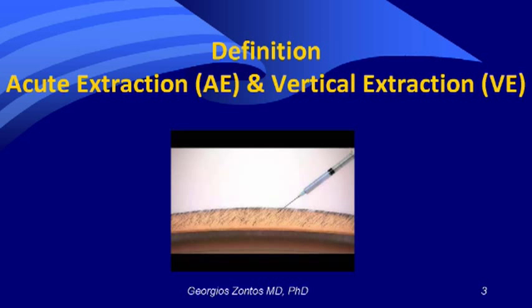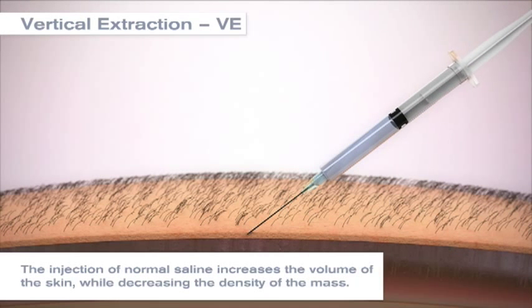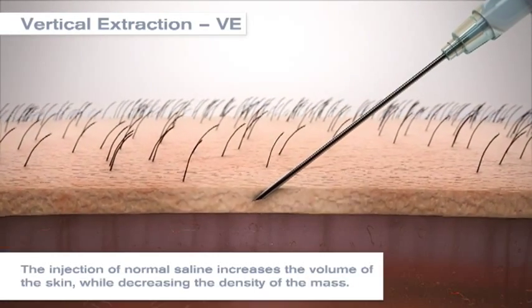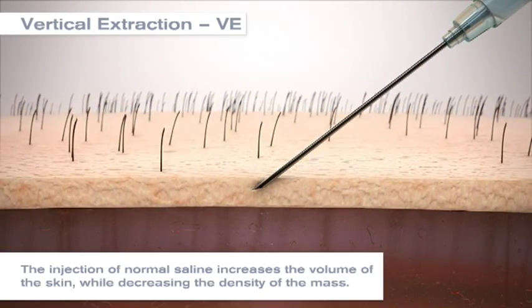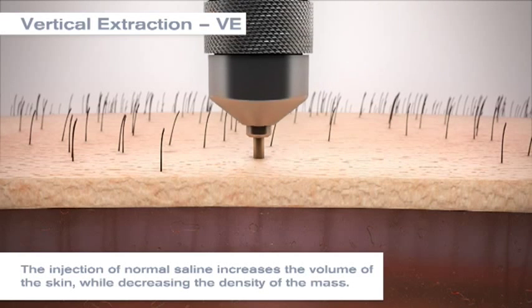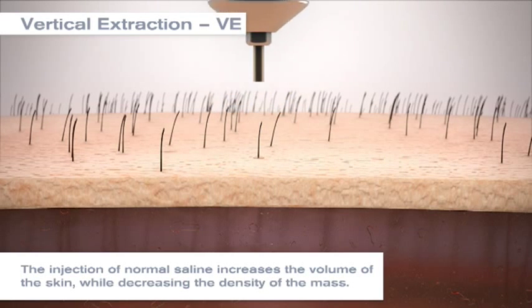Before going further, I would like, for simplicity's sake, to introduce two terms: acute extraction, where the punch is placed at a certain angle Z without injecting normal saline, and vertical extraction, where the punch is inserted into the skin at 90 degrees after injecting normal saline, as you can see in the following video. This is vertical extraction. Normal saline is being injected, skin volume expands while density decreases. Now the punch is being placed perpendicularly because the hair follicles have become more vertical.